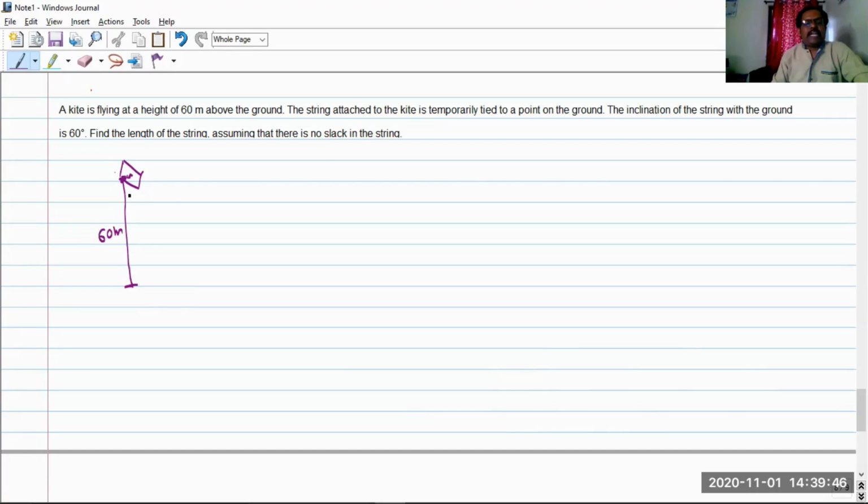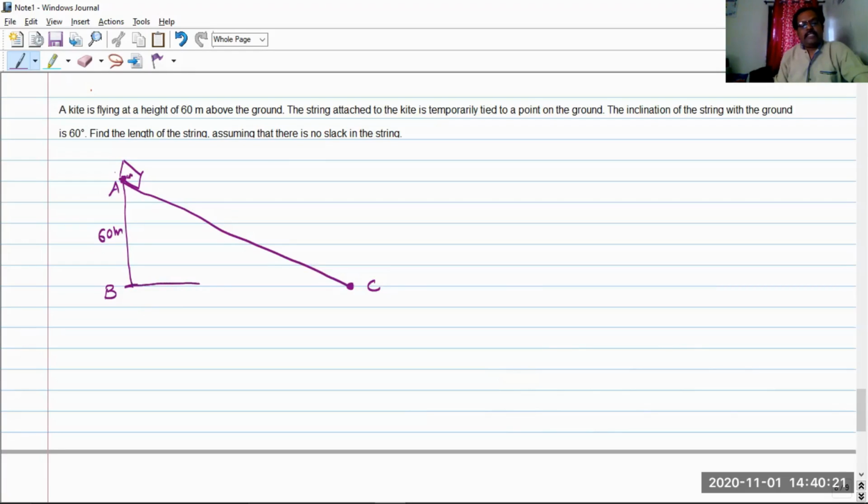Whenever a height is given, we need to draw a perpendicular line to the ground. The string is attached to the kite and temporarily tied to a point on the ground. So the string will be like this. The kite is flying like this, and it is temporarily tied on the ground at the point C. Let the point be C, and the kite is at the point A. The height of the kite from the ground is 60 meters.